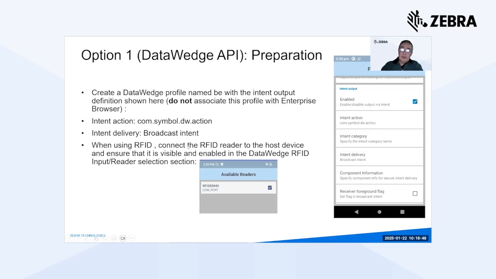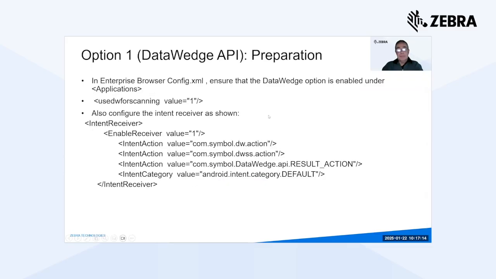The other thing we need to do is to make sure that the RFID section of the DataWedge profile has the RFID reader selected and connected. So you need to have a checkbox against whichever RFID reader you have available. It should detect that automatically. If it's not detecting it, then there's some other problem, a connection problem. But normally you'll see the RFID reader will be identified in the profile when you create it.